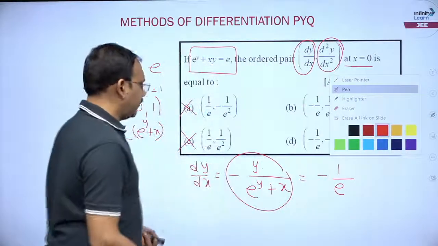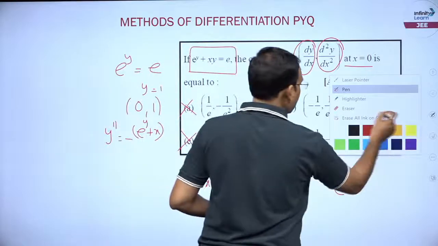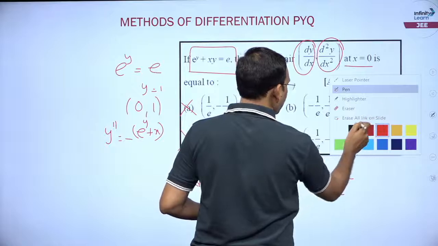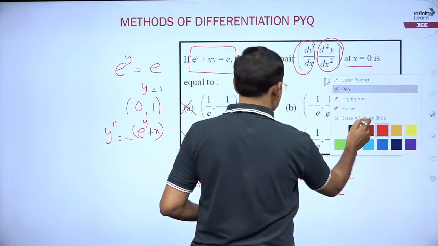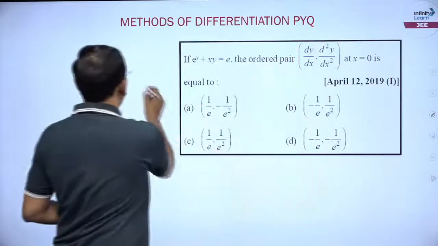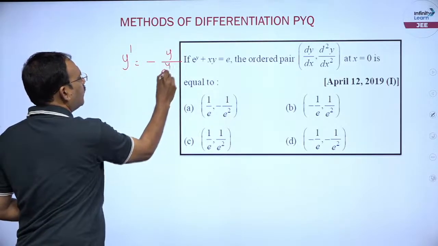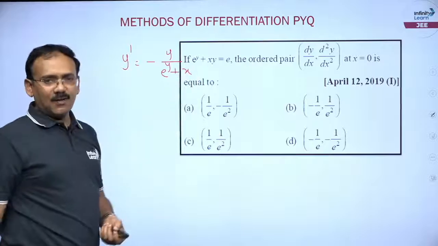So, minus y by e power y plus x. Yeah, I'll go with minus y by e power y plus x. Y dash is minus y by e power y plus x. You want the second derivative, right?